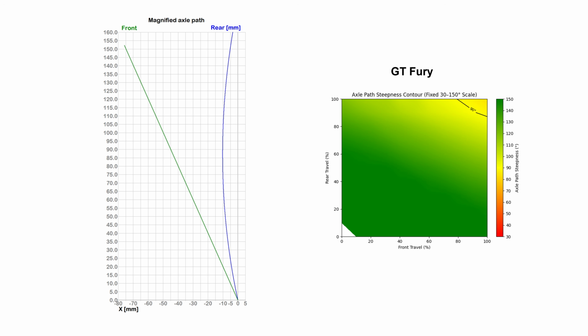But dynamically, that's not what happens. The rearward rotation of the linkage flattens that path, and the axle barely crosses the 90-degree vertical line. This is exactly why dynamic plots are more meaningful than static silhouettes. They show what the wheel is actually doing in motion, not just what a drawing suggests.